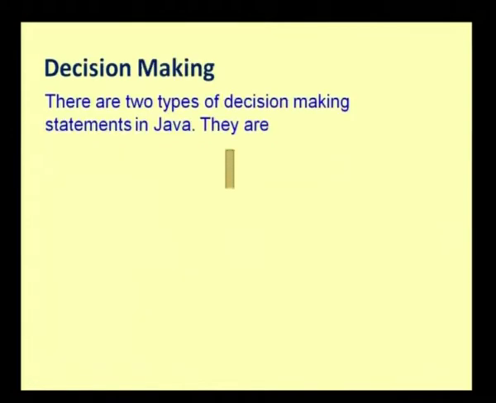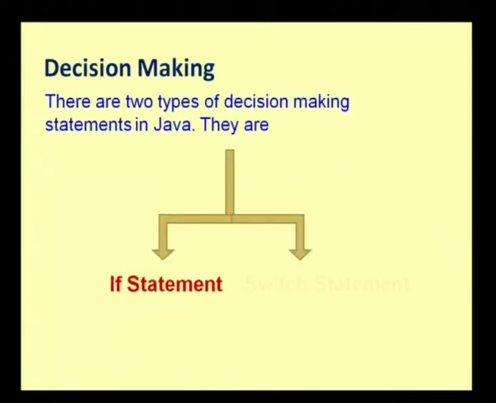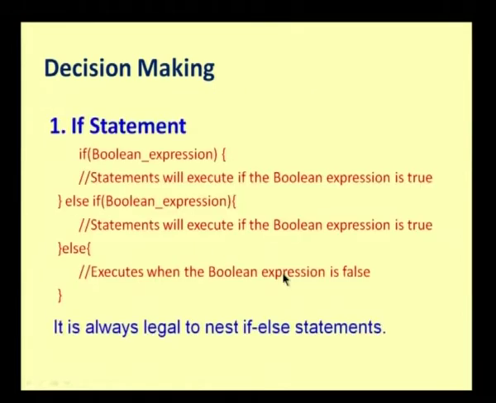With respect to decision making statements, we have two types: if statements and switch case statements. Normally an if statement is used when we have a particular condition or set of conditions to be checked in order to execute a set of statements. Based on the condition, if yes or true, I execute one set of statements, and if no, I execute another set of statements. In those cases I can go in for using an if statement.